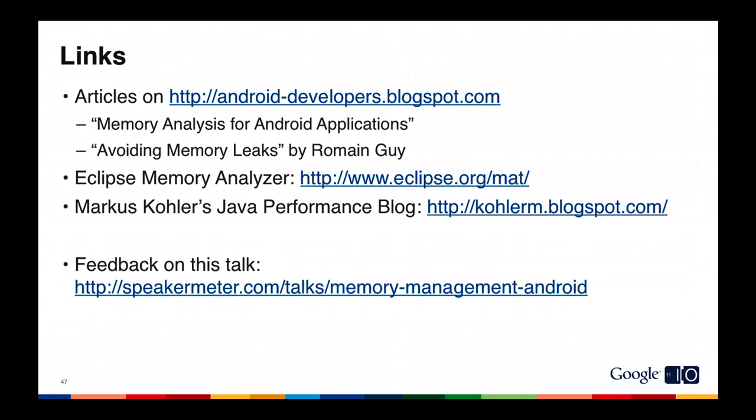If you'd like to get more information about the Memory Analyzer, you can find the download link on the eclipse.org/mat site. Marcus Kohler, one of the original team members of Eclipse Memory Analyzer, has a blog called the Java Performance Blog. This is really great. He's got tons of great articles on there about MAT and different ways you can use it to understand your application's memory usage. I've also got an article that I wrote on the Android developer blog called Memory Analysis for Android Applications. It covers a lot of the same stuff that I did in my demo here. And Romain Guy also has a good article on avoiding memory leaks in Android.